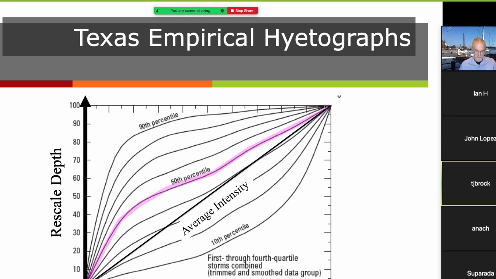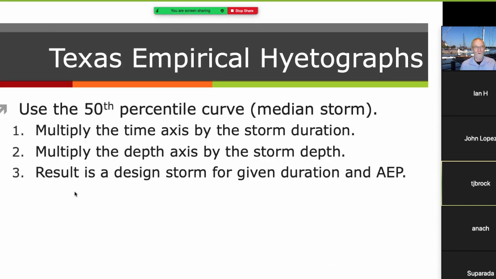All right, so to use these empirical hyetographs, we need to rescale time and we need to rescale depth. And so the way we would do that would be to multiply the time axis by the storm duration and the depth axis by the storm depth. That's not too hard in words. And the result would be a design storm for a given duration and annual exceedance probability.